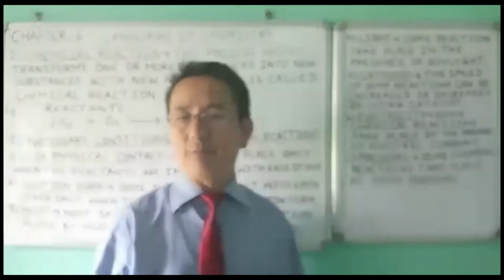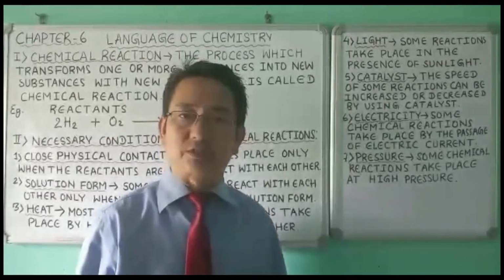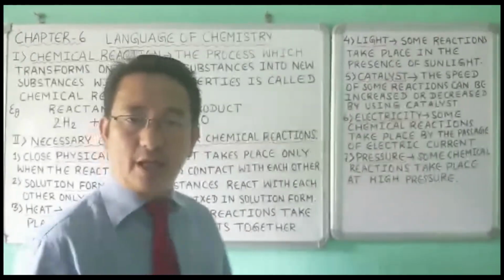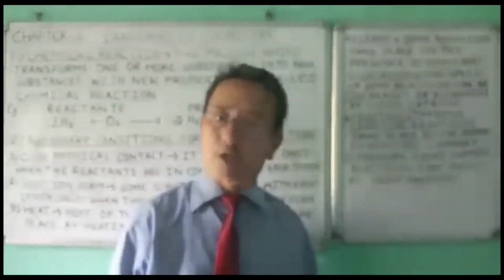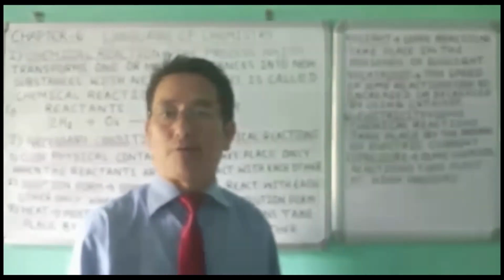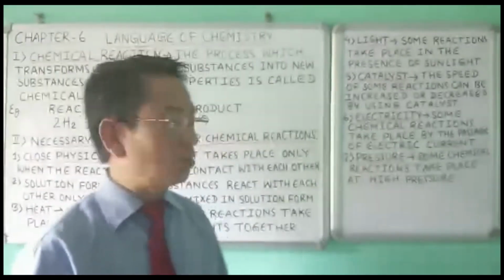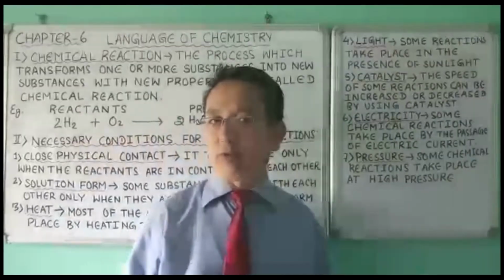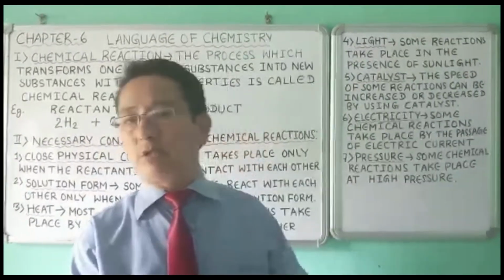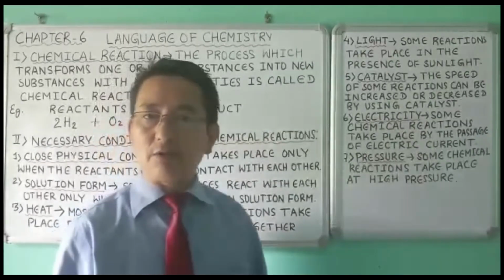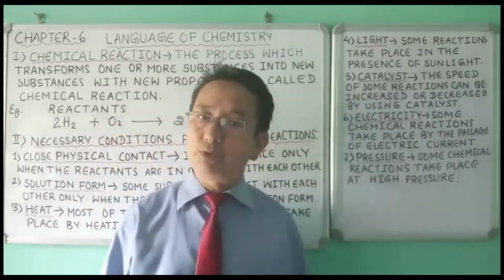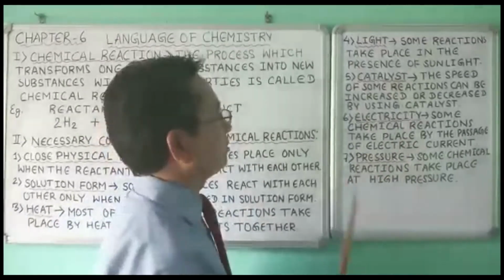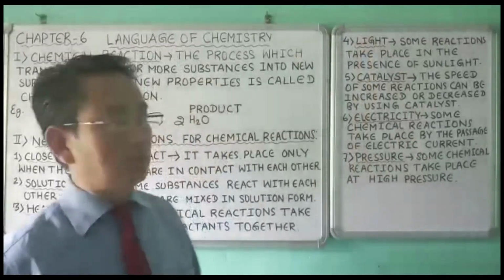Photosynthesis is a biochemical process in which green plants prepare their own food by using carbon dioxide from the air and water from the soil in the presence of sunlight and chlorophyll. Another example is the decomposition of silver nitrate solution. Silver nitrate solution decomposes into new substances in the presence of sunlight.